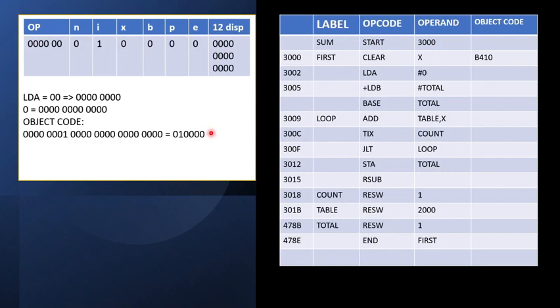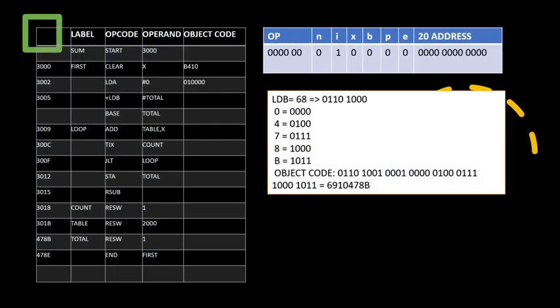We get 010000. Moving on to the next one, +LDB #TOTAL. To calculate the object code for that, we have +LDB, which means it is already in fourth format. So E becomes 1. The opcode of LDB is 68, which would be 01101000. We take the 6 most significant bits from here, which would be 011010. So after that, we have NIXBPE.